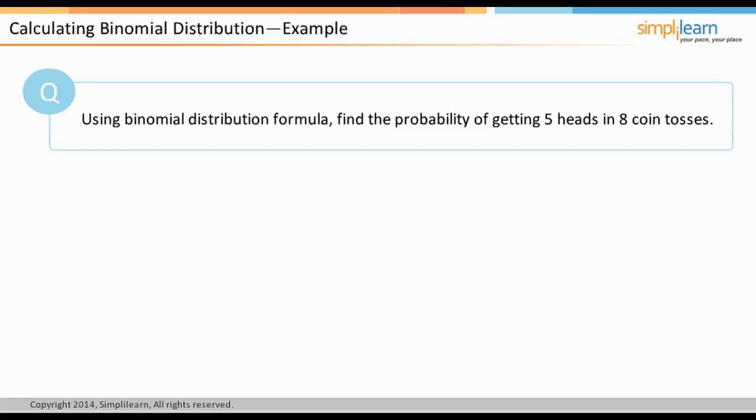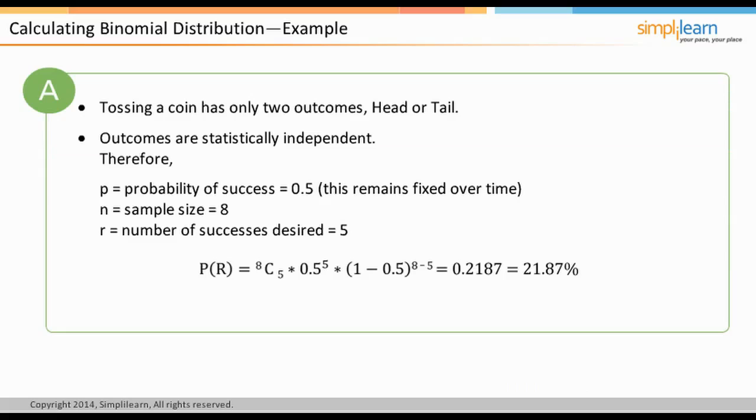Suppose you wish to know the probability of getting heads 5 times in 8 coin tosses. You can use the binomial equation for the same. Click the Answer button to see how this is done.